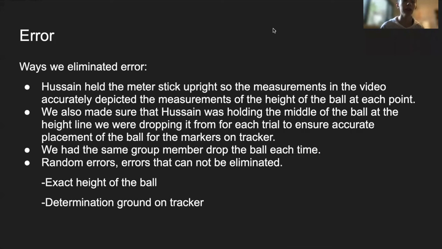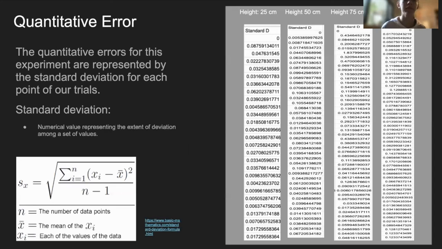As with any experiment, you are bound to come in contact with error. Some ways we reduced this was by having the same person hold the meter stick and the ball in the same positions. We weren't able to eliminate random error, however, which includes the determination of the ground on Tracker and the exact height of the ball each time.